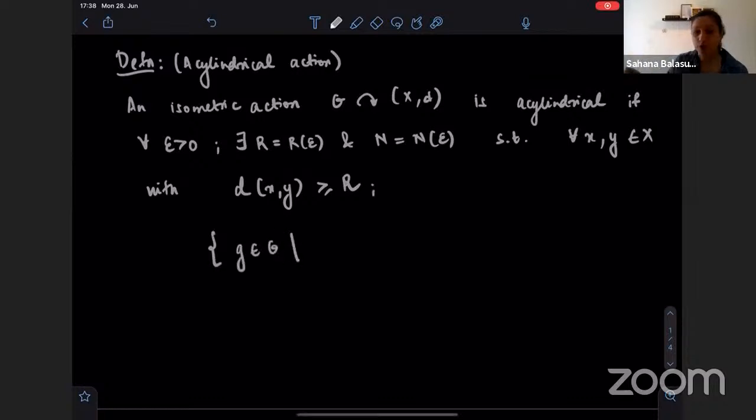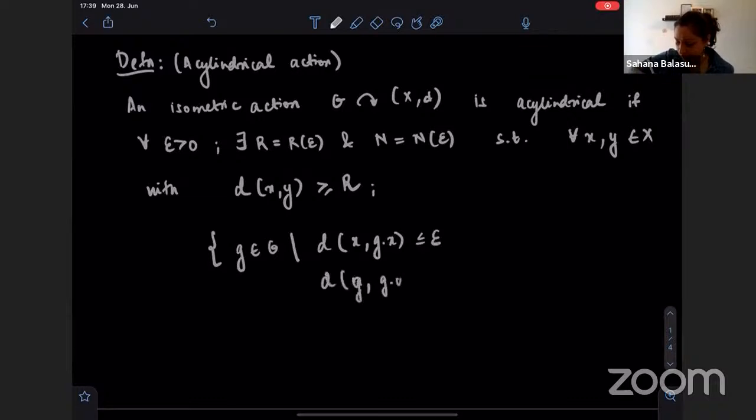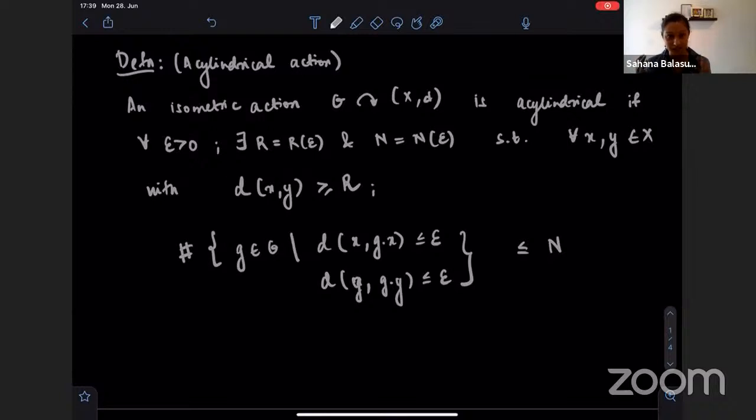I am interested in counting the elements of my group that have the following behavior. They don't move X very far, where epsilon is the tolerance of how far away I can move my point. And they also don't move Y very far. And the acylindricity condition says, under these conditions, if you try to count these group elements, then the number of these group elements is at most n. Now, I understand that this may be a very dense definition to understand if you're seeing it for the first time. There's a lot of quantifiers.